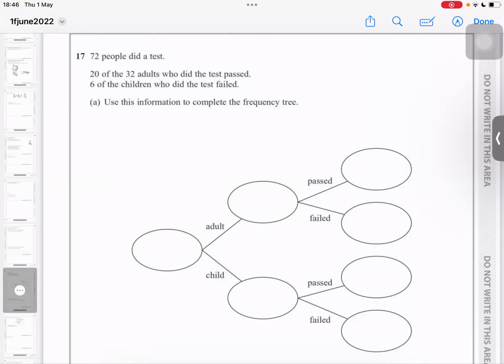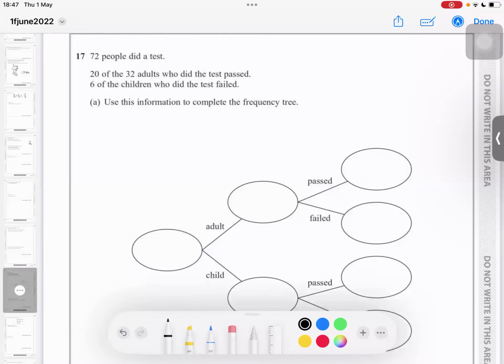Okay, so I have adult, child, number of those that passed. I think that first box should have 72 inside. Am I right? Yes. So let's just put a 72 there so we see what the thing looks like when we're done filling it up. Okay, 72.